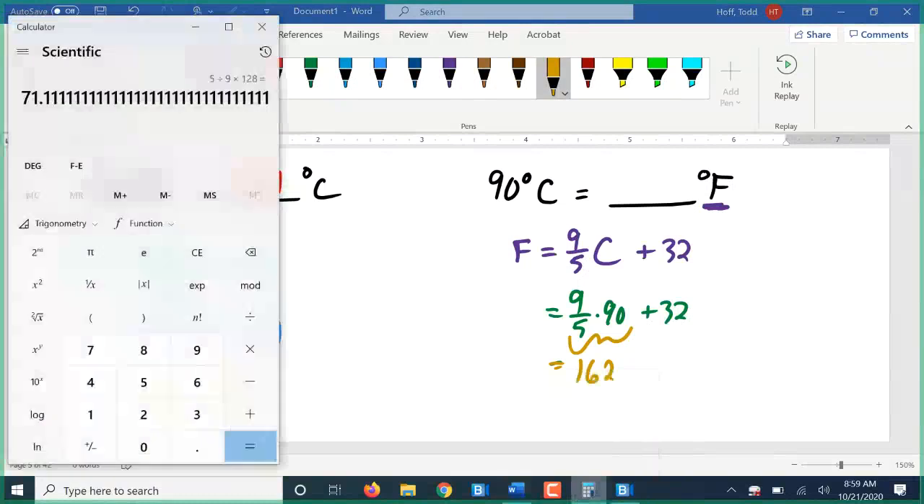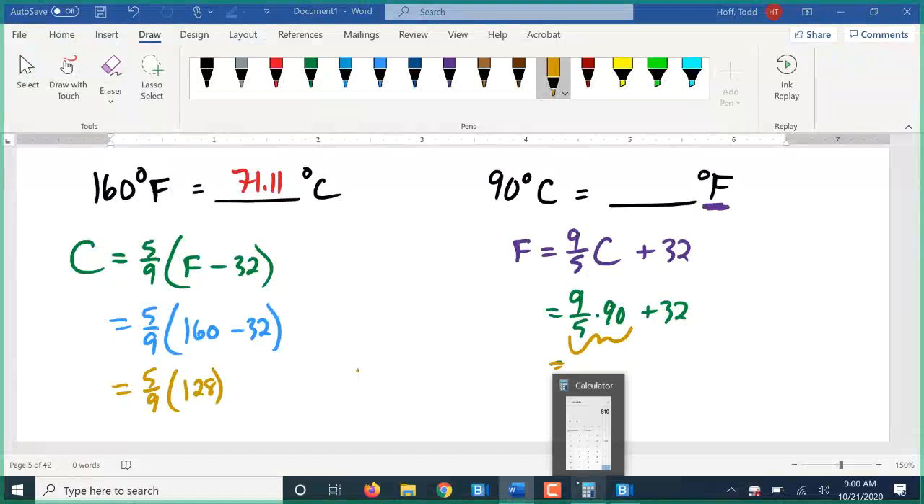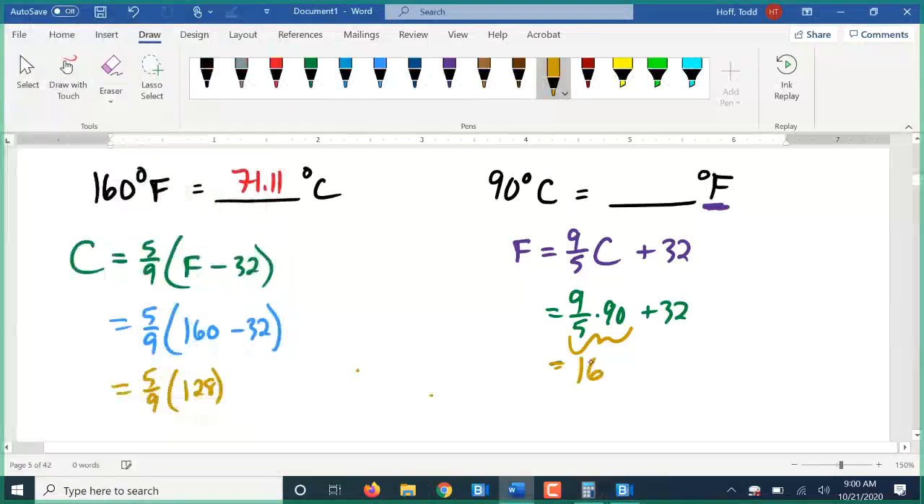Something's off there. Let me try 9 divided by 5 times 90. 810. Oh, I missed that one by a ways. Let me try that again. Something looks a little off there. 162. I was right. Okay, I just punched it in wrong.